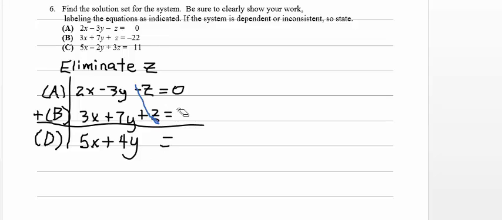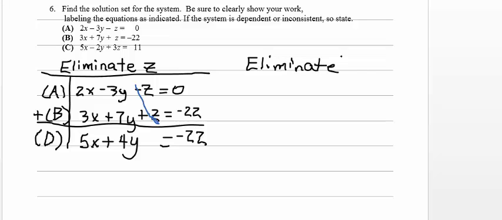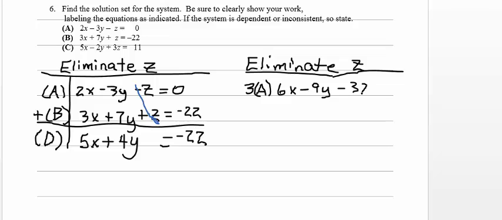And I copied wrong here. This should be negative 22 as the constant in equation b. So when I add, I get d. Now let's eliminate z again. So notice the pattern. If I eliminate z the first time, I want to eliminate z a second time.